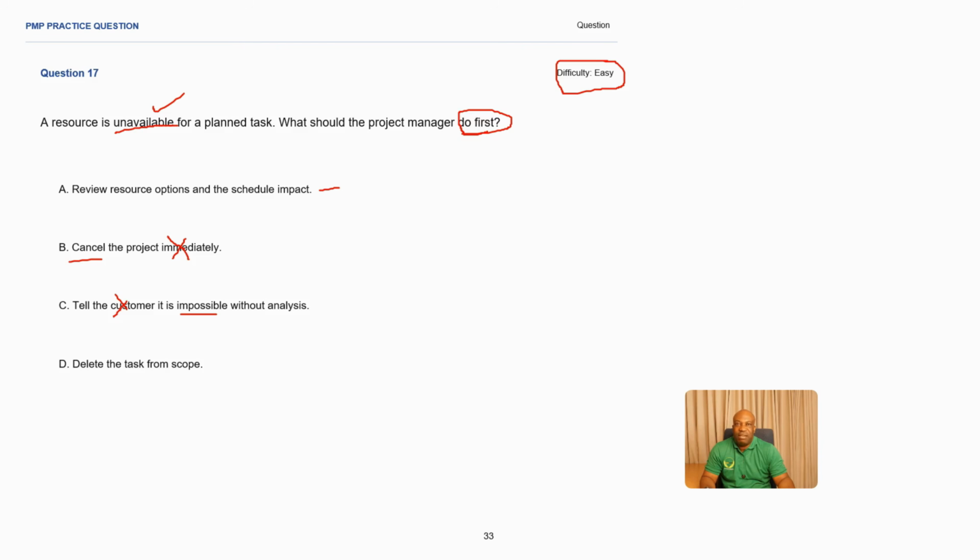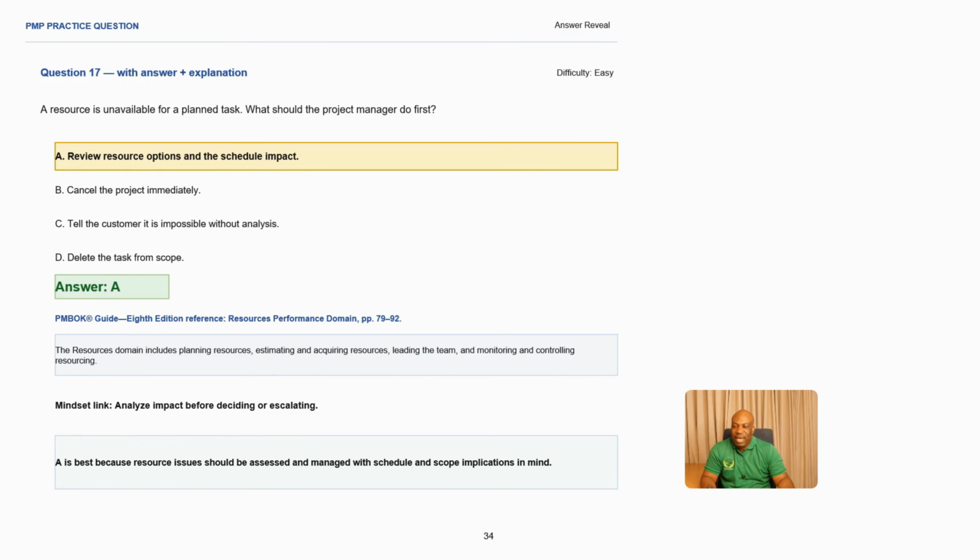Delete the task from the scope. You don't delete any task from the scope because a certain resource is not available. Okay, so thereby we eliminate this answer. So making A the best answer in this scenario, you need to review the resource options, okay, and also the schedule impact.